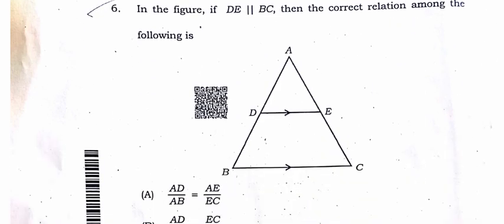In the figure, if DE is parallel to BC, then the correct relation among the following is. So we have to check the relation among these. Here these two are the parallel lines. Then we have to write the ratio according to the Thales theorem. AD divided by DB is equal to AE divided by EC. Therefore option C is the correct answer. So then we move on to the next question.